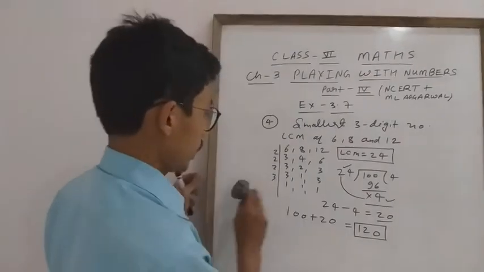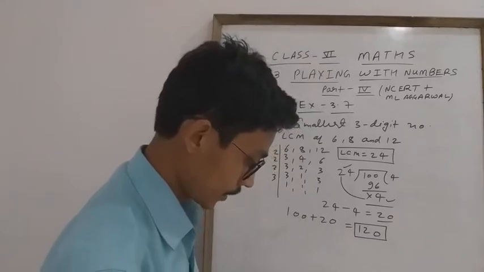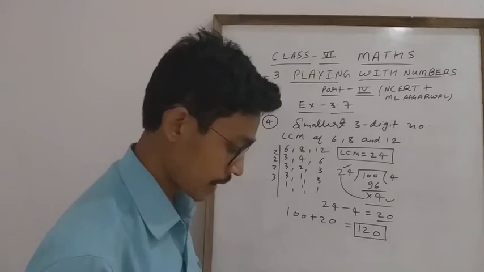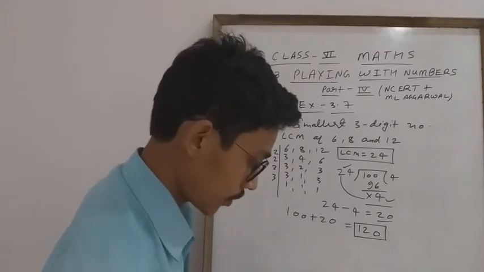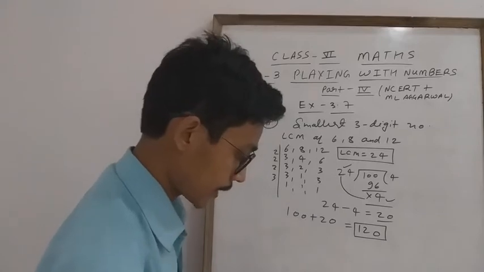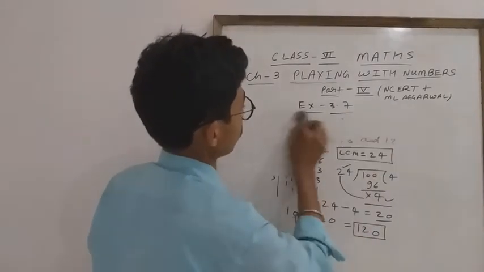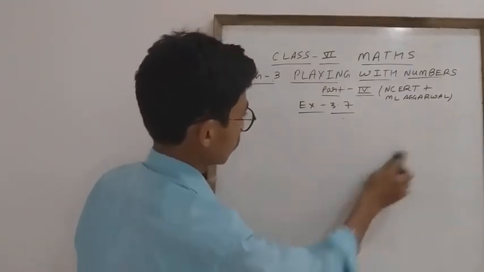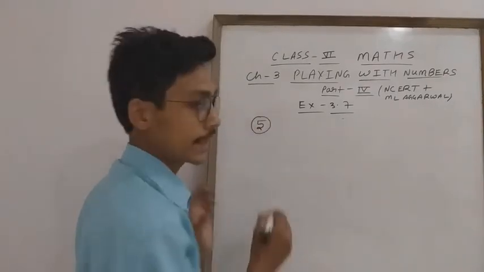Clear? Let's move on to the next question, student. Now all the questions are very easy. All are the same. All are based on LCM, student. So we will find out the LCM. Now I am going to explain a greatest-number question, question number 5. In question number 5 we have to find the greatest number.